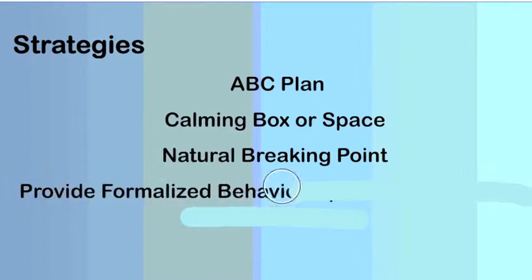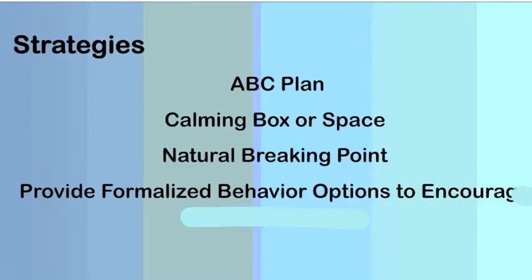It is also helpful to provide formalized behavior options to encourage self-monitoring. This could be pictures for the lower levels or written options for the older students. For instance, could be moving into a new space or taking a break. In the lower levels, this could be pictures depicting the options, or in the case of high school or higher levels, it might be those options written out.